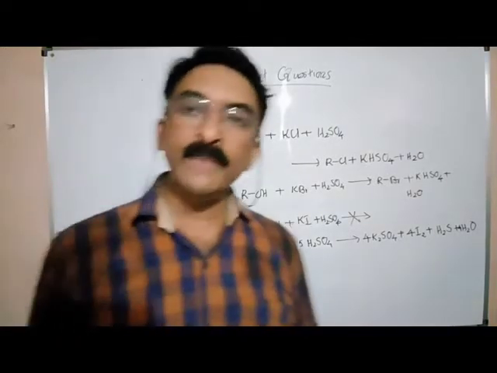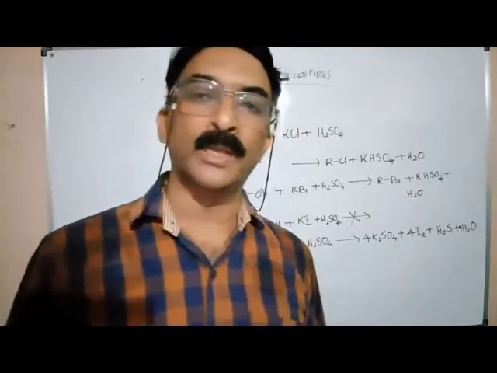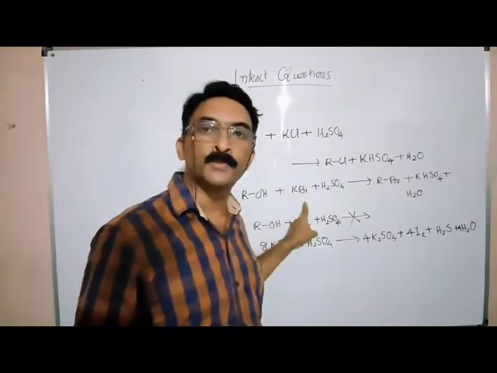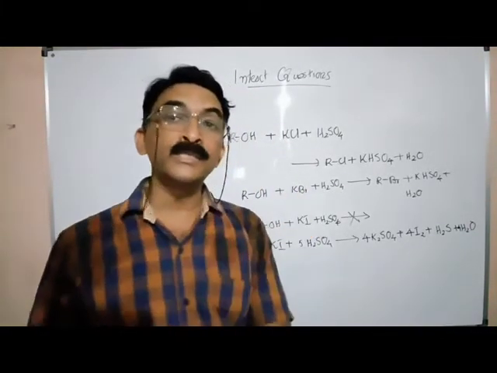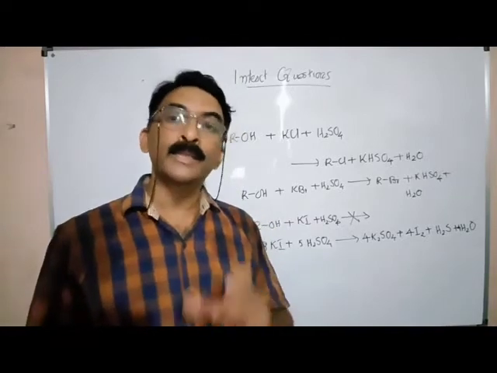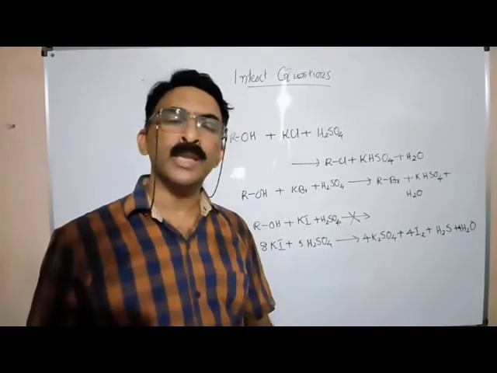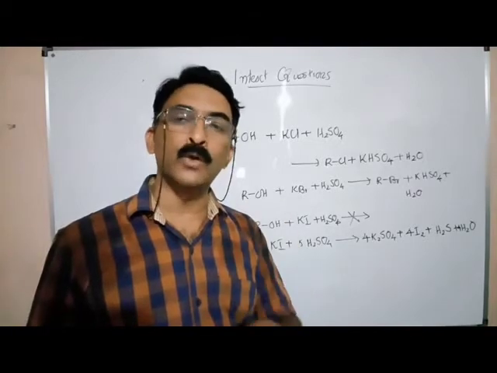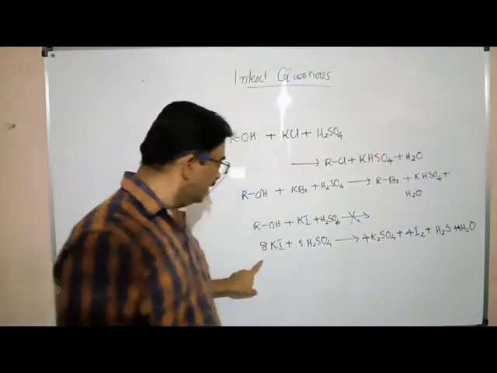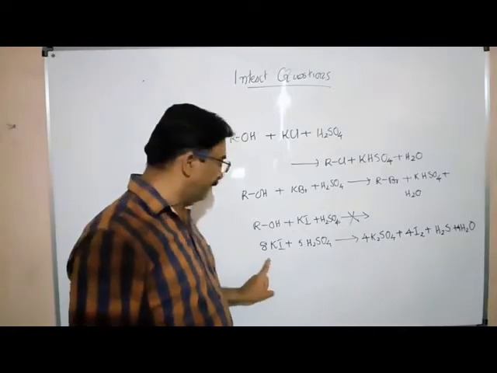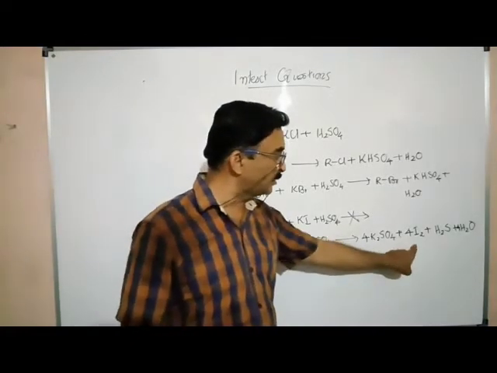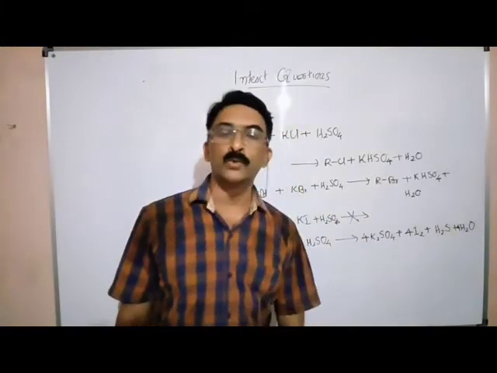HI is formed as the first product. Here HCl is formed as the first product. Here HBr is formed as the first product. Likewise here HI is formed at the first stage. That being a strong reducing agent can even reduce sulfuric acid to hydrogen sulfide, itself getting oxidized to iodine. So the net reaction I am showing here: 8KI plus 5H2SO4 giving 4K2SO4 plus 4I2 plus H2S plus H2O. That's the big reaction.